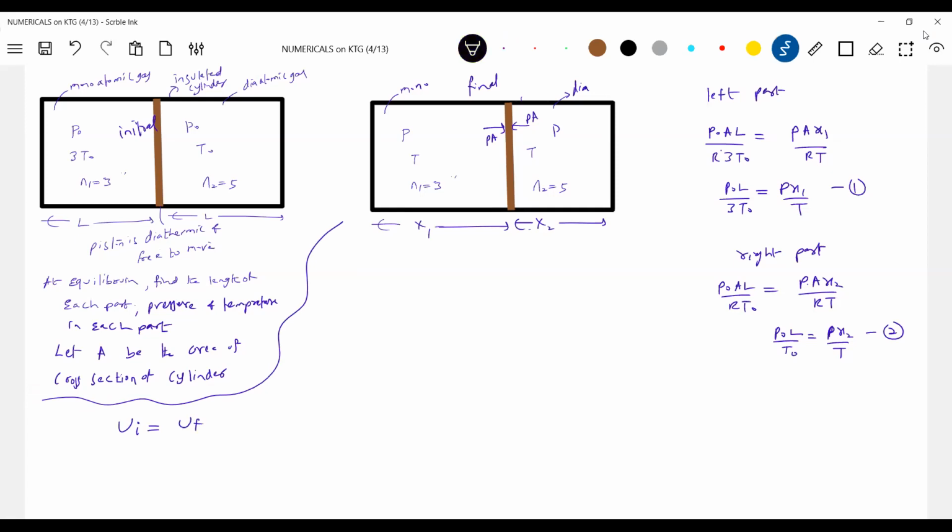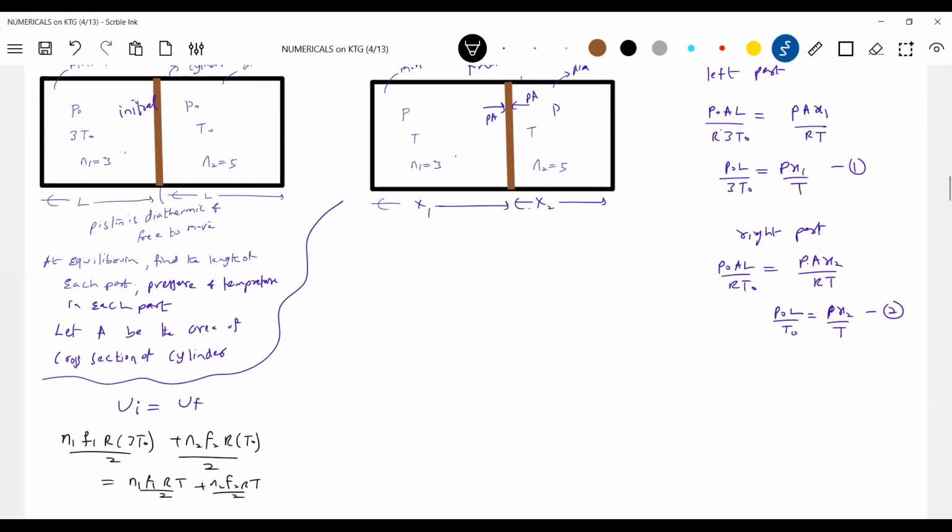What is initial energy? Monoatomic gas, number of moles N1, F1. This should be equal to N1 F1 RT by 2. Now why final temperature? Because final temperature in both the parts will be equal.